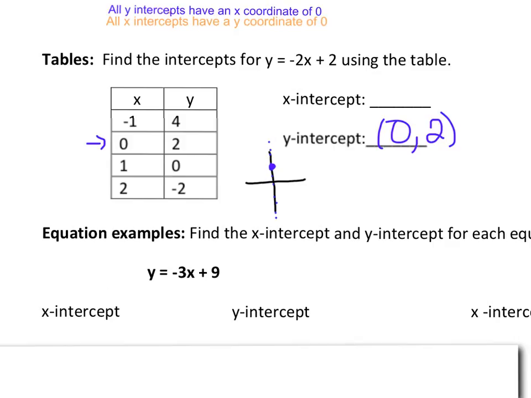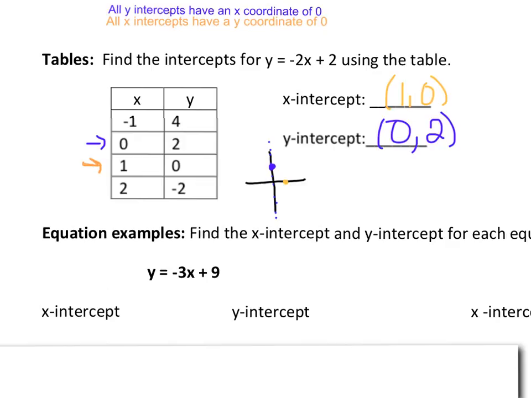Now let's look at the other point that has a 0 in it. So we have 1, 0. I know that all x-intercepts have a y-coordinate of 0, so I'll write this in for my x-intercept. And I always want to practice graphing it just to be sure. So the point 1, 0 means I go to the right one and I don't go up or down at all. That's on the x-axis, so that's good news.